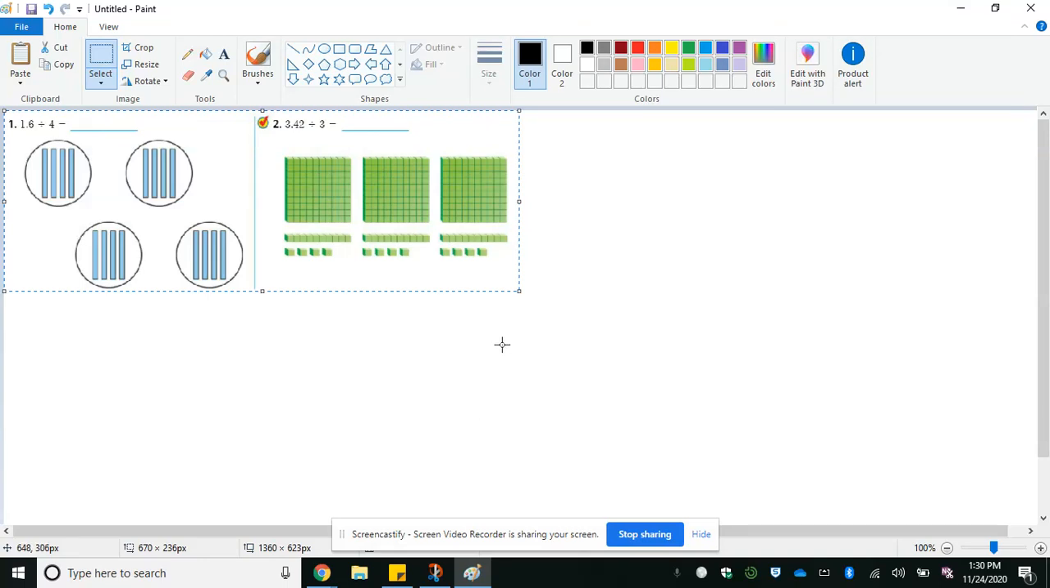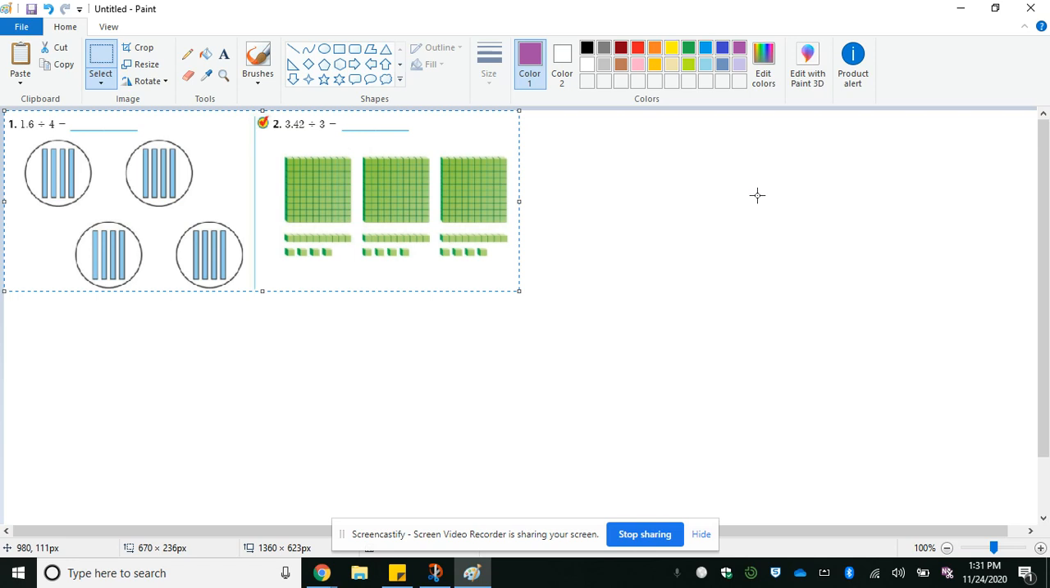All right, welcome to another Miss K example. These are two problems that I've taken out of your book to try and give you a little bit better explanation of the strategy that you can use when dividing decimals by whole numbers.